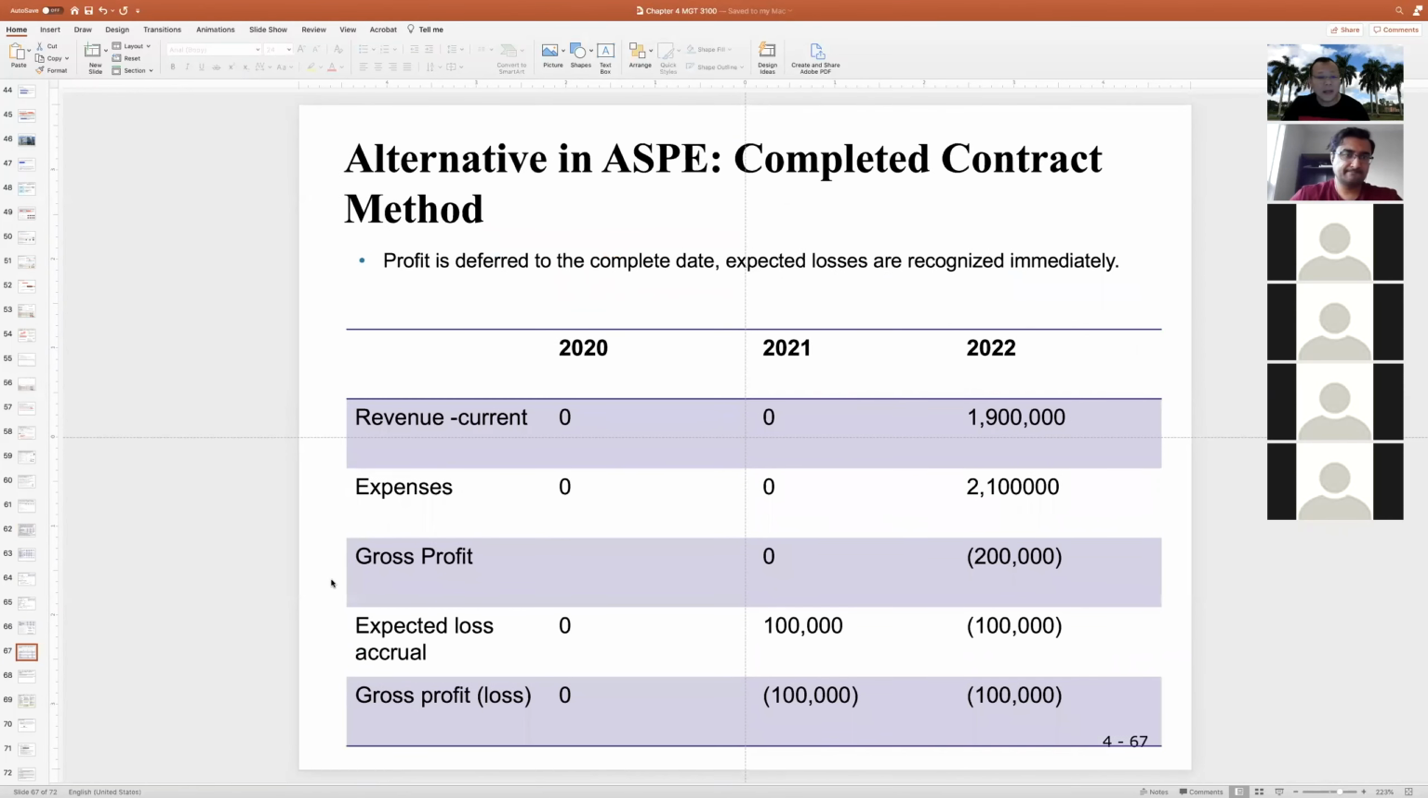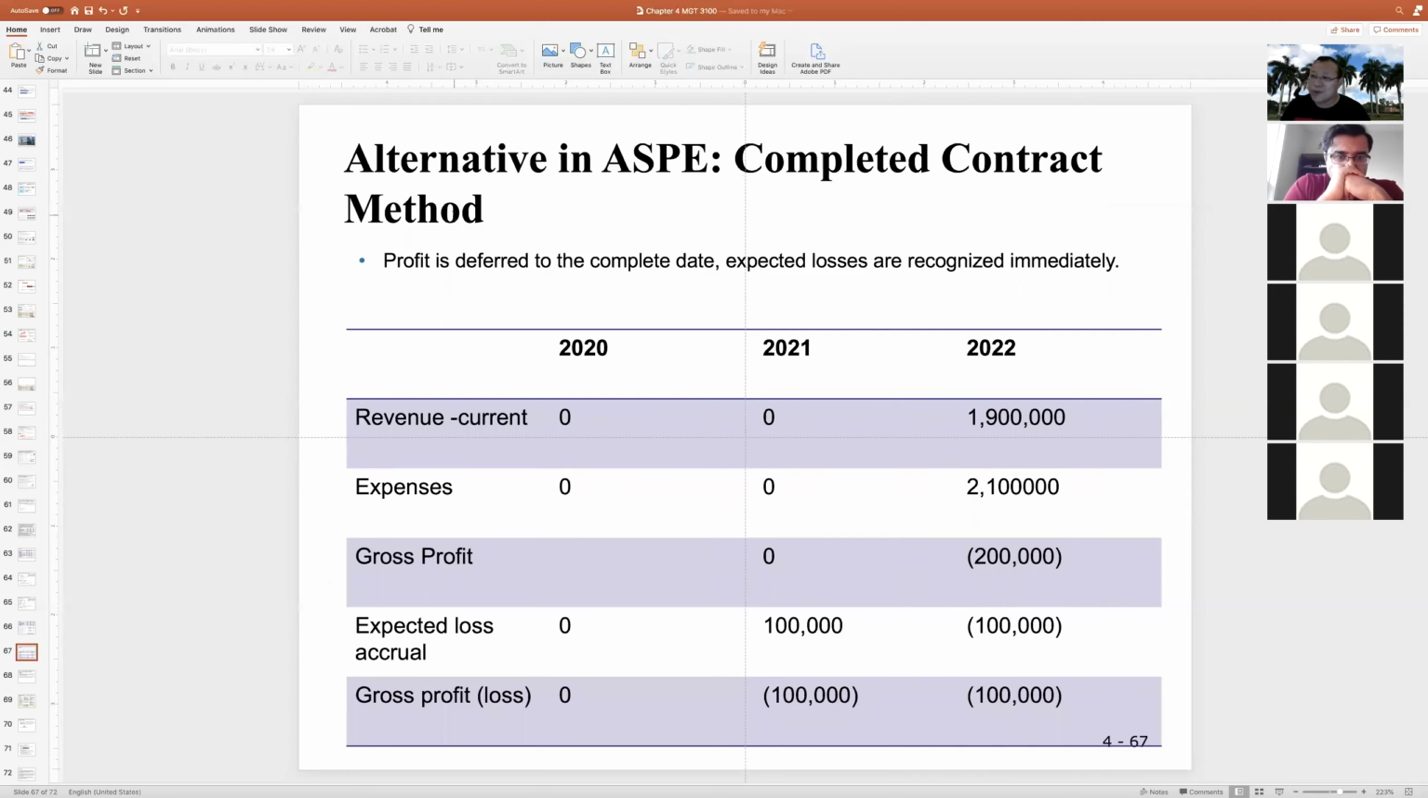Okay, so then, let's talk about ASPE. Whatever we have been talking about so far is about IFRS. IFRS requires us to use the percentage of completion as the method to deal with long-term contracts. Well, there are alternatives in ASPE, for small and medium-sized enterprises. This method is called the completed contract method.